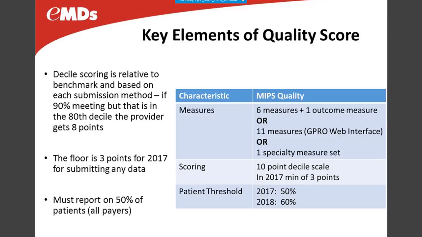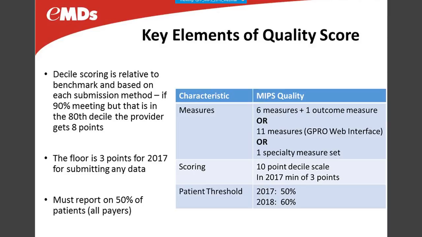The scoring for the quality measures is different than what we've seen before. So this is a 10-point decile scale, but in 2017, the floor for submitting any data is 3 points. So there is no possibility of getting 0 points for submitting a CQM.